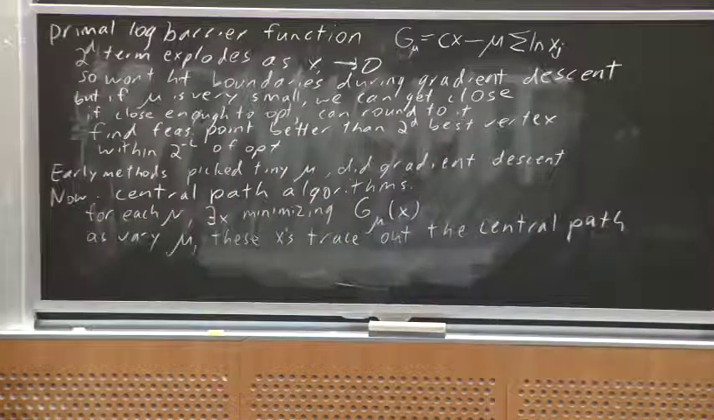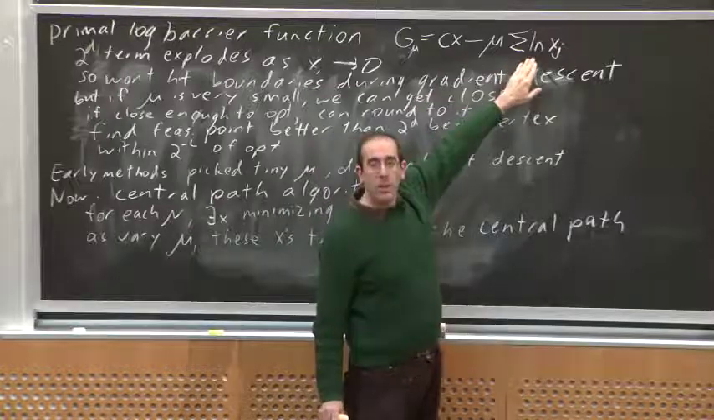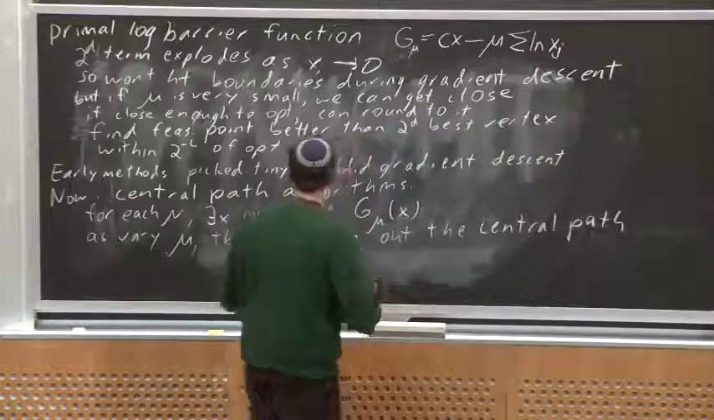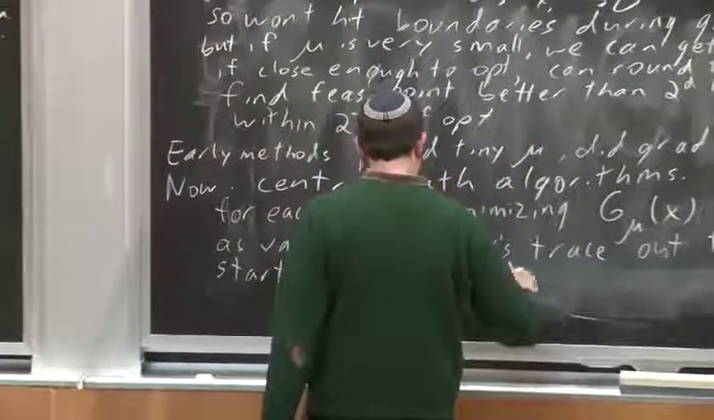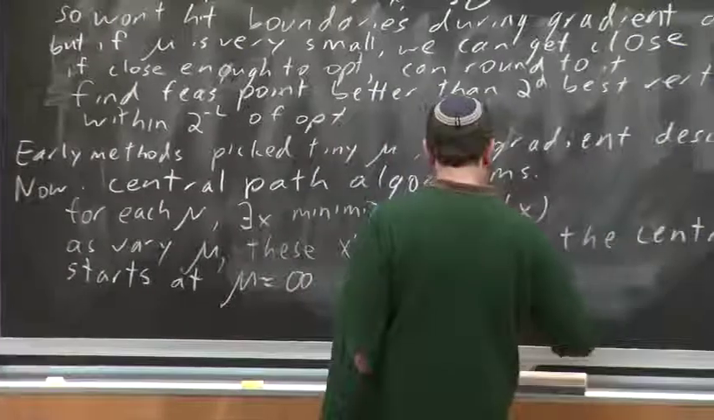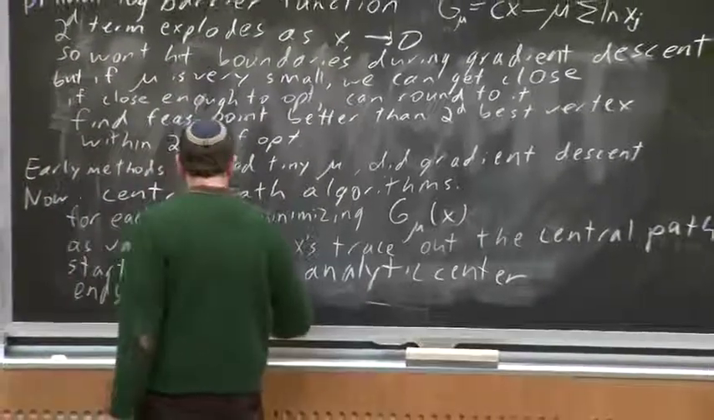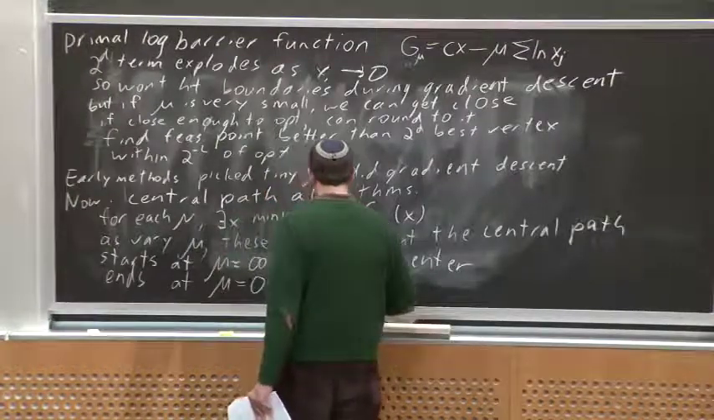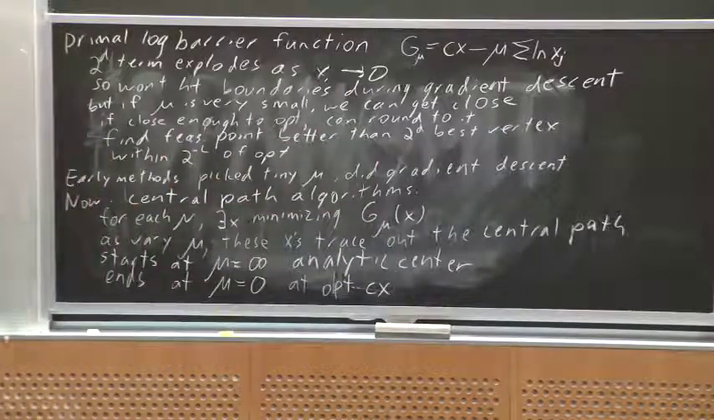And the central path starts when mu is equal to infinity and you're completely ignoring the objective function and just trying to avoid all of the constraints. And that's at a place called the analytic center of the polytope. And it ends at mu equals zero, where you're paying no attention at all to the constraints, at the optimum of the linear program. And along that entire path, you're moving through the feasible space of the polytope.